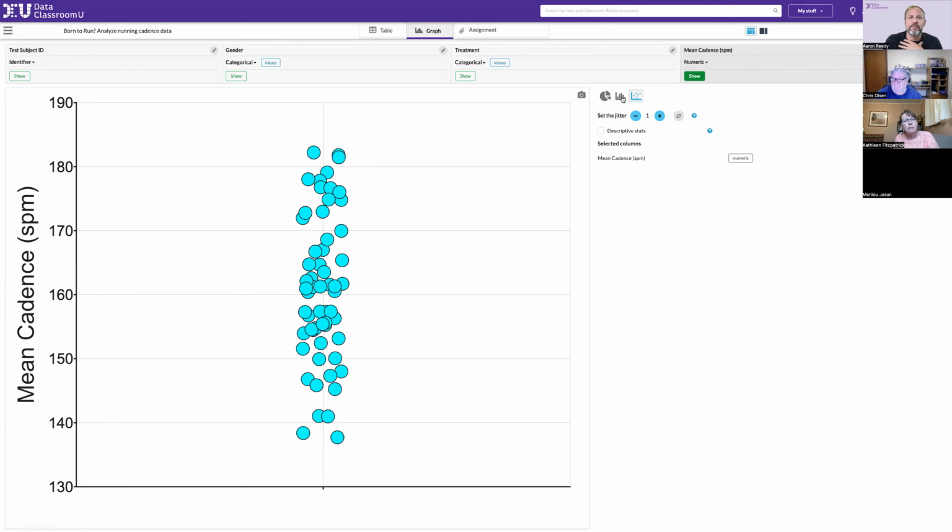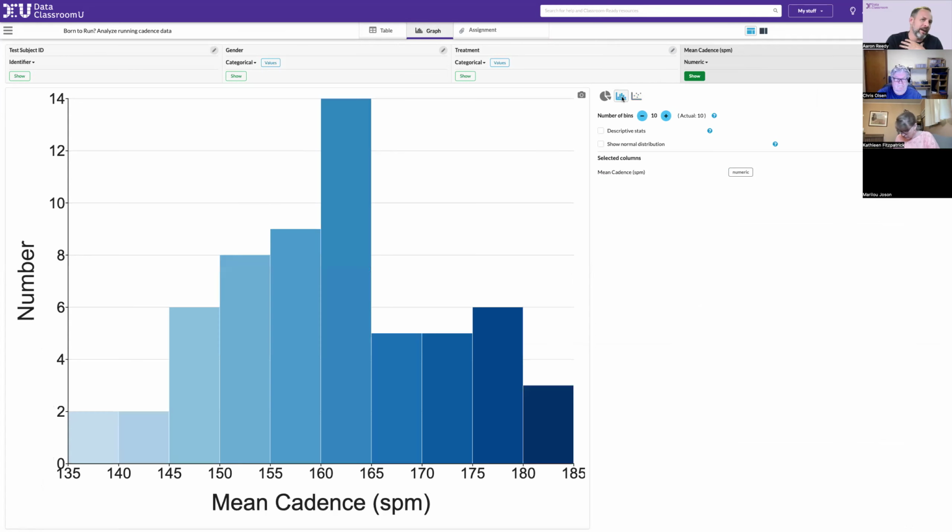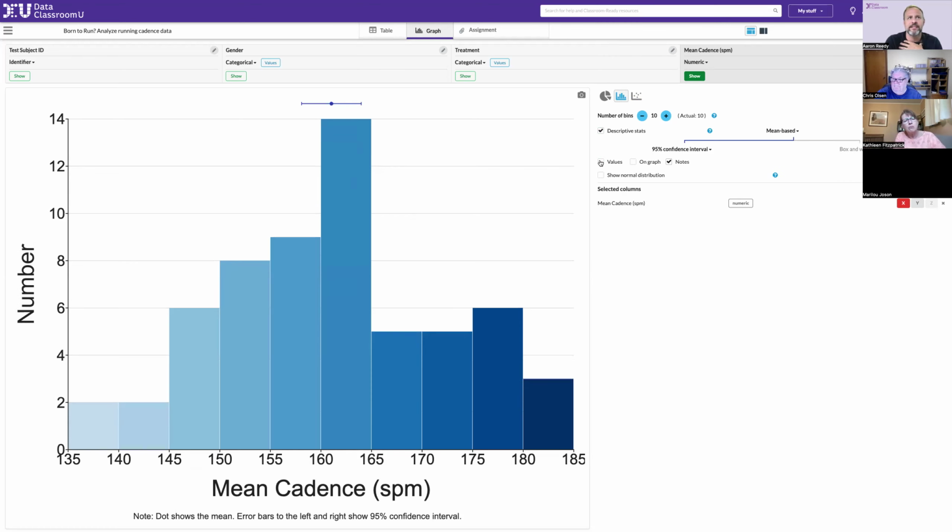And I could visualize these data a different way. We could look at the histogram, and we can see that the mean value is somewhere here in like the 160 to 165, I'm guessing. Let me add the mean on top of there, and we can see what that is exactly. Looks like, yeah, the overall mean is 161.